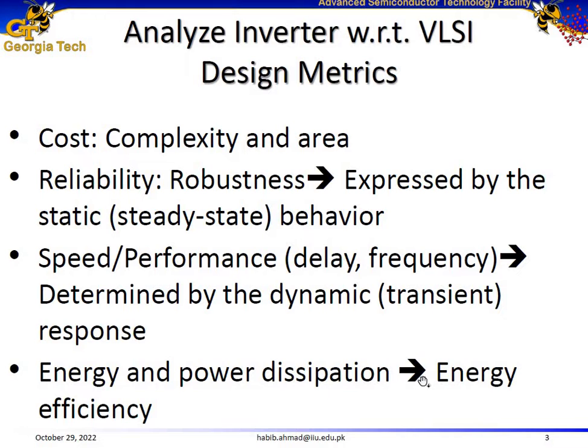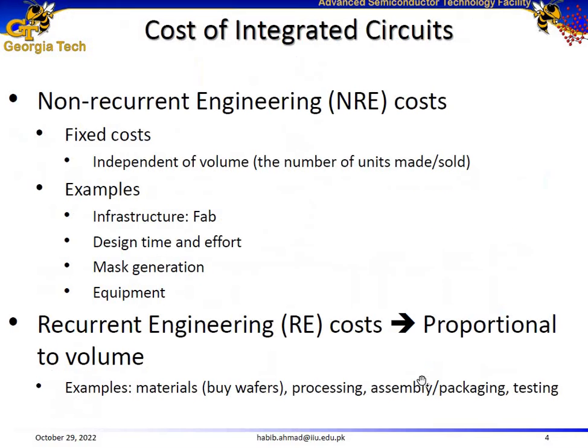And then energy and power dissipation. Once again, I'm copying these slides from chapter number 1. We already discussed the types of cost for integrated circuits. There are non-recurrent or engineering costs, including fixed cost, and the examples are fab, design effort, mask generation, equipment, etc. And then there are recurrent engineering costs, which are proportional to volume. Examples are materials processing, assembly, packaging, and testing, etc.